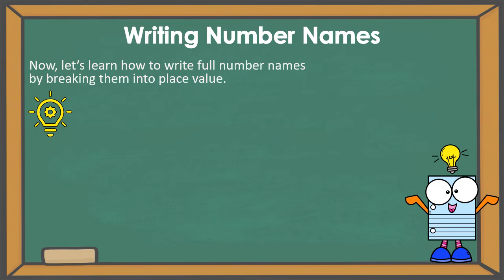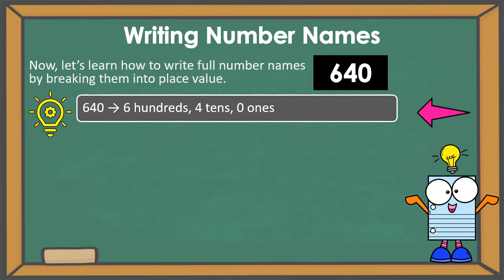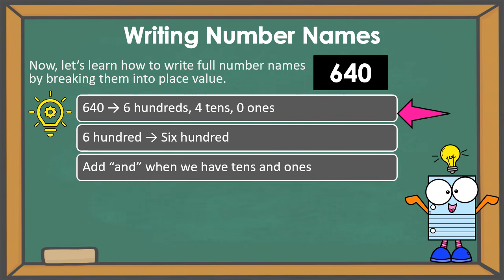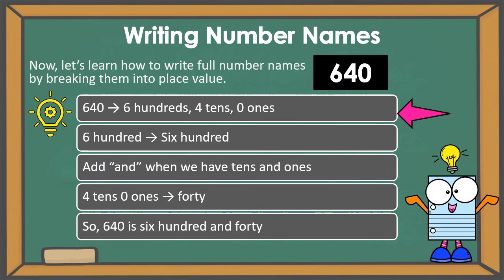Now let's learn how to write full number names by breaking them into place value. The number written is 640. There are 6 hundreds, 4 tens and 0 ones. For 6 in the hundreds column, we will write 600. And then we add "and" when we have tens and ones. 4 tens and 0 ones becomes 40. So 640, its name is 640. Always remember to add "and" before the tens and ones column.